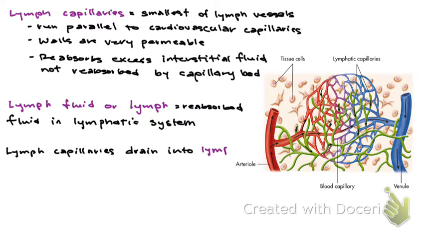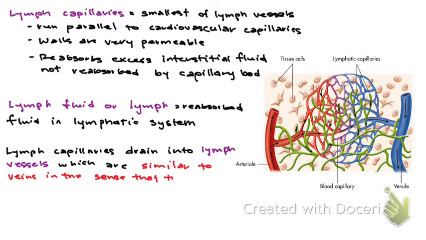And lymph capillaries drain into lymph vessels. These are very similar to veins in the sense that they have valves in order to direct flow back up to the cardiovascular system.